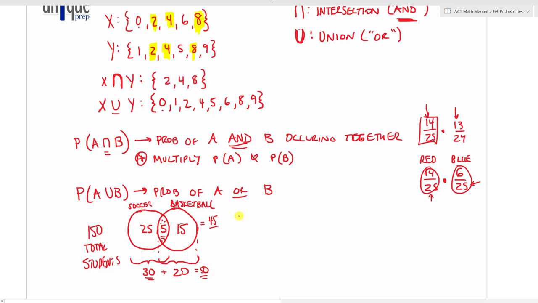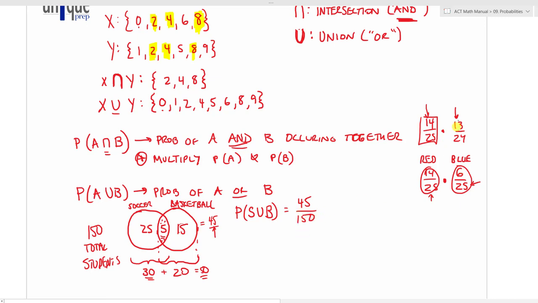So let's say that somebody asked us for the probability of somebody playing soccer or basketball. Well, we pretty much just figured it out, because we have 45 playing soccer or basketball out of 150 total students, and whatever that reduces to, if we want to reduce it, that would be our probability.